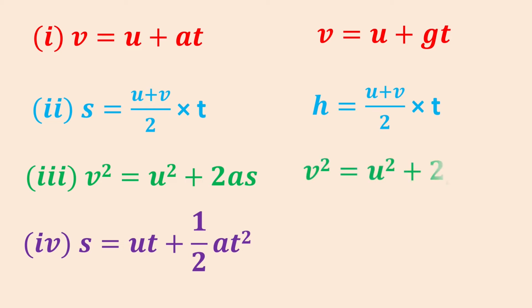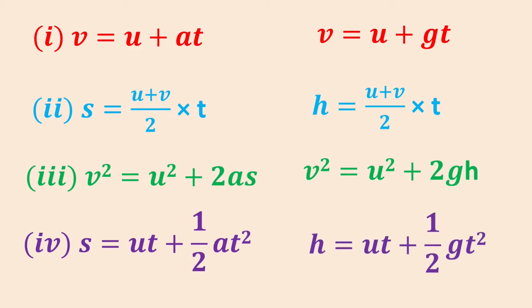In the same way, the third one also: v square equal to u square plus 2gh. A is written as g and s is replaced by h because we are concerned with height. In the same way, h equal to ut plus half gt square. These equations are a little different from the original equations, but we can use them also to solve the numerical problems.